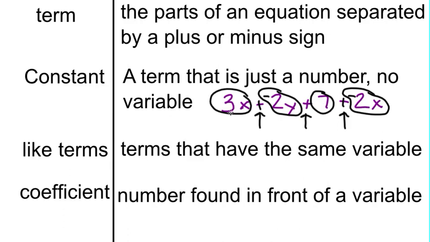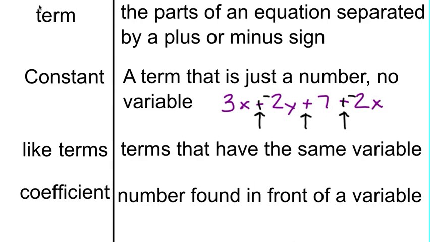1, 2, 3, 4. A constant. A constant is a term, so one of these 4, that has no variable. I'm going to remove the circle blobs here just so it's a little bit easier to see. This has a variable, so that can't be a constant. This has a variable, and this has a variable. None of those are constants. The only constant here would be the positive 7. It is the only one that does not have a variable.